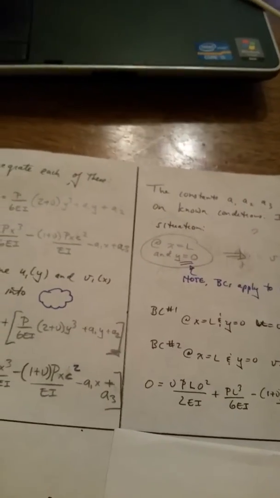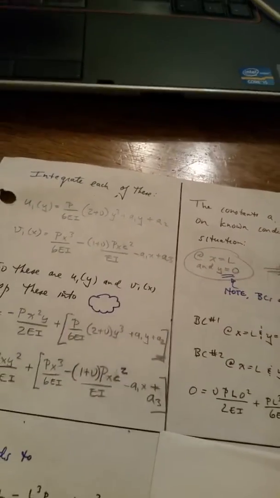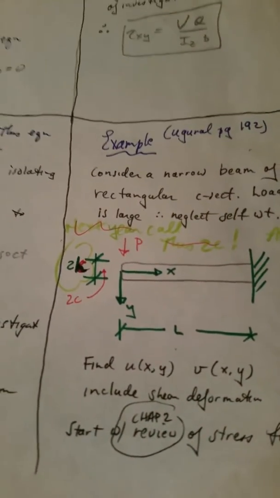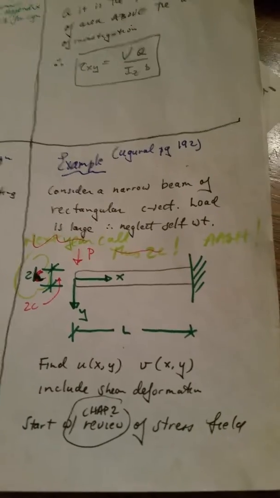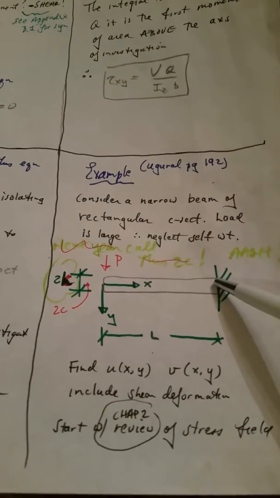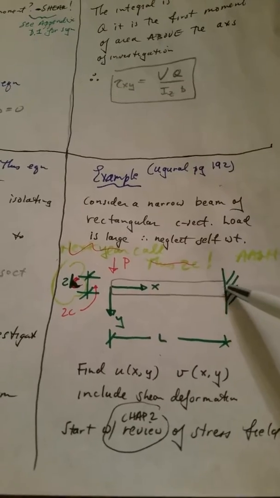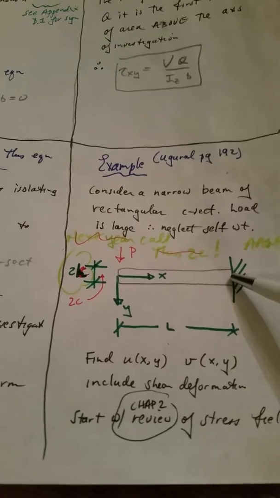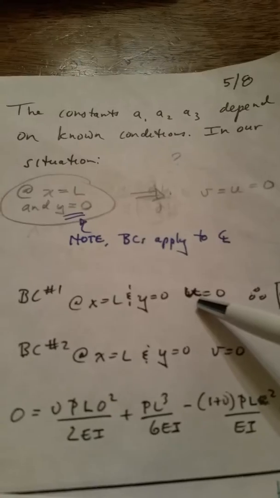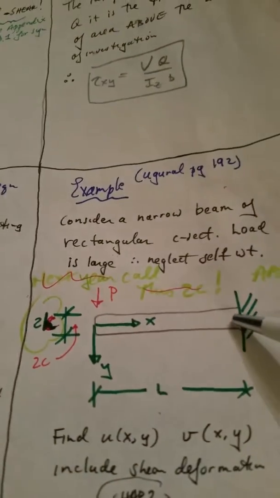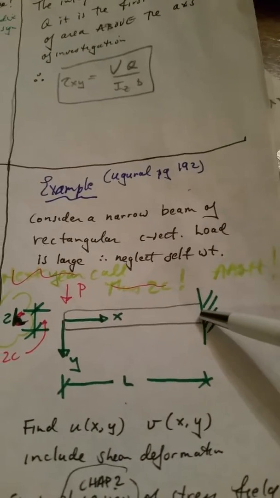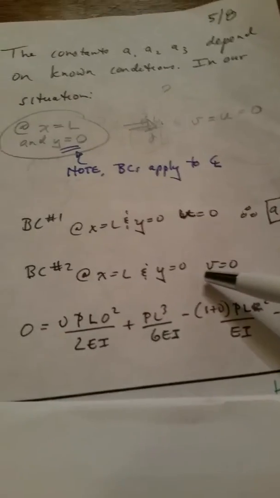What's our problem here? It was a cantilever beam, remember, with a point load, and the boundary conditions are pretty straightforward here. At x equals L and at y equals 0, there's a little subtlety here. It's on the neutral axis. So at x equals L and y equals 0, the displacement u is equal to 0. At x equals L and y equals 0, the displacement v is equal to 0.